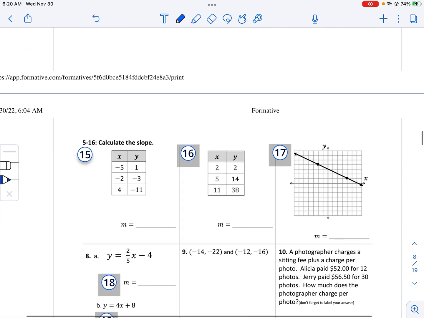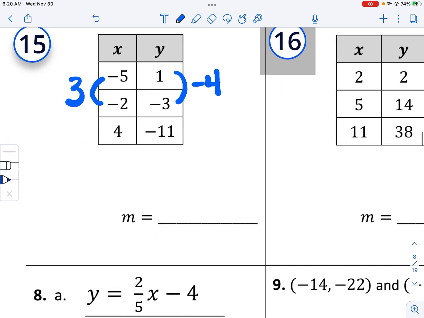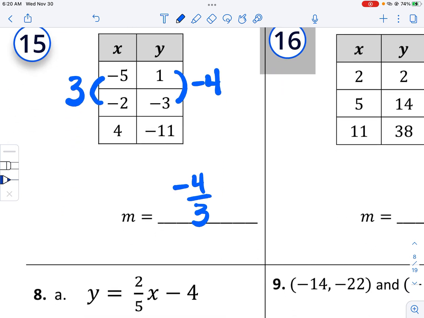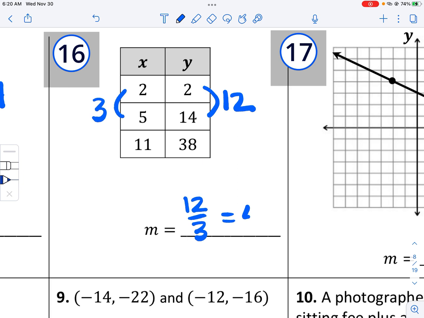Okay, let's look at this. We're finding the slope. The fact that it's asking you to find the slope means it's already linear. To go from 1 to -3, that goes down by 4. To go from -5 to -2, that goes up by 3. So the slope on this is negative 4 over 3. This one goes up by 12. This goes up by 3. So 12 over 3 gets me 4.